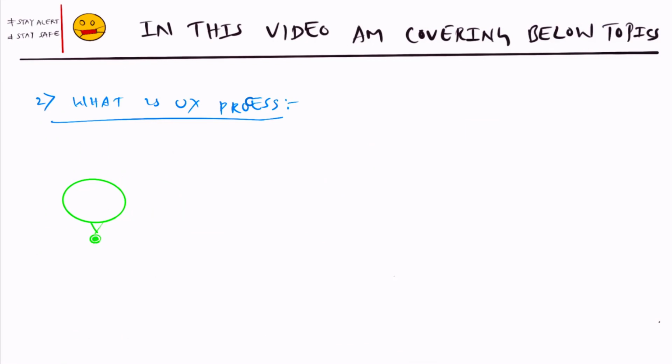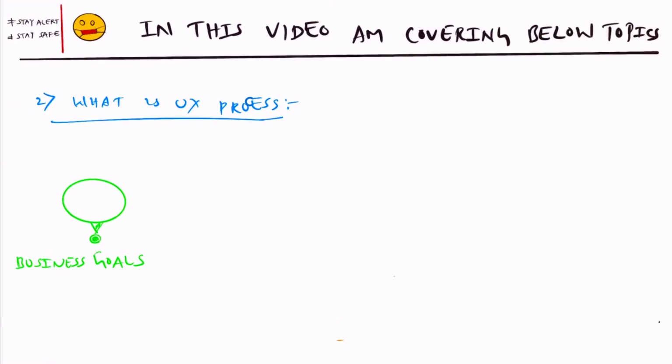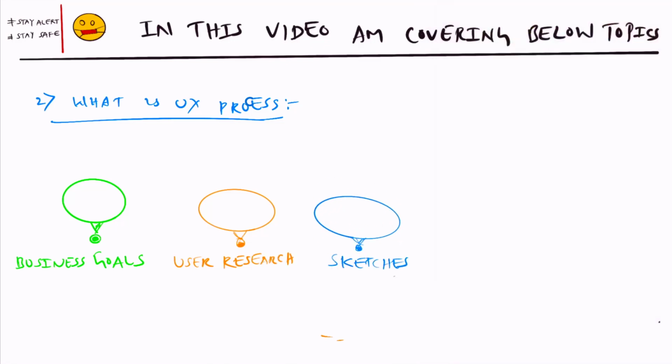Let's talk about what the UX process is. While creating any UX design, I follow 5 steps of the UX process. Number 1, business goals. Number 2, user research. Number 3, sketches. Number 4, designs. And number 5, implement and launch.